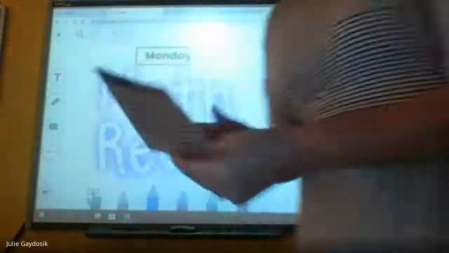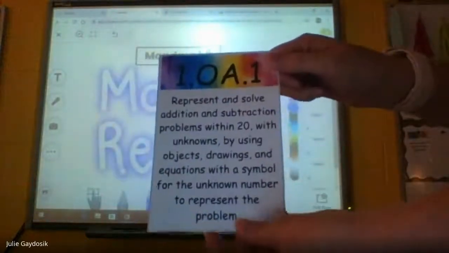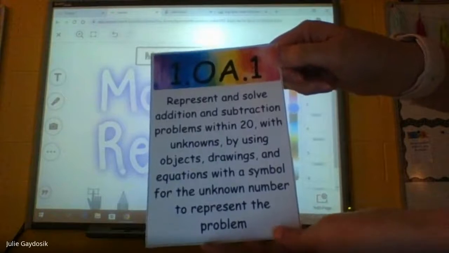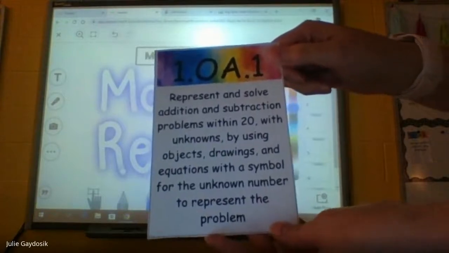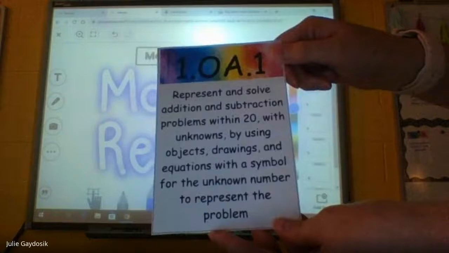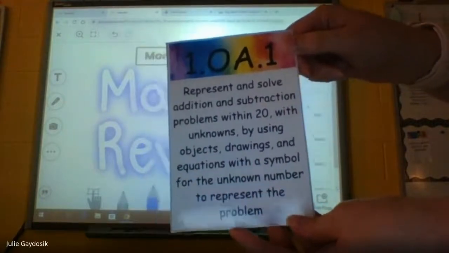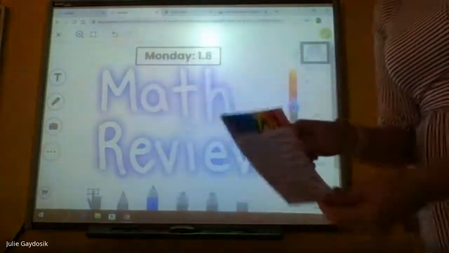So our I can statement is, I can represent and solve addition and subtraction problems within 20 with unknowns by using objects, drawings, and equations with a symbol for the unknown number to represent the problem. So that is our I can statement.